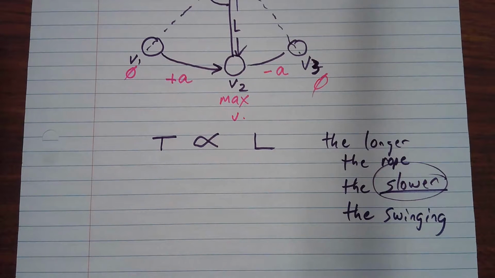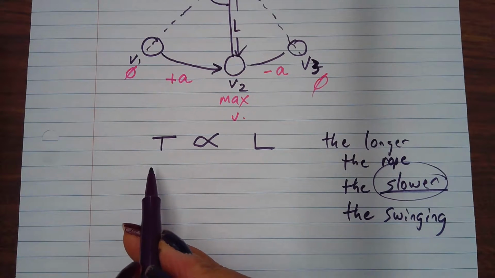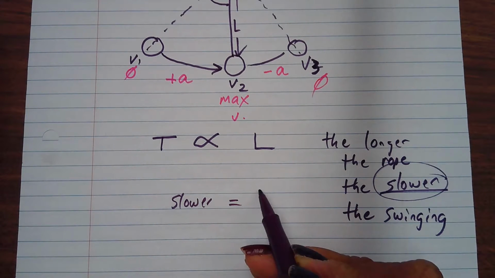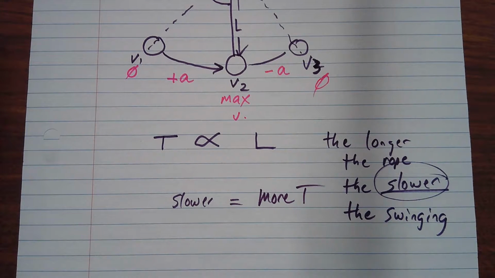So when you say slower, what does that do to the T? Slower means more time, right? So more L, that means more T. So that's what we found out.